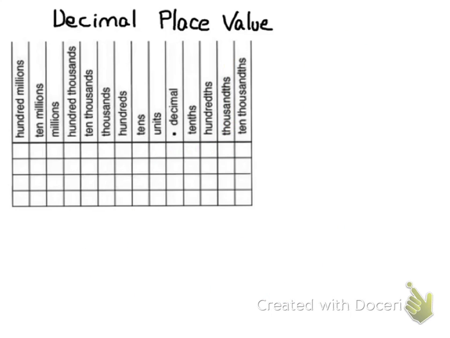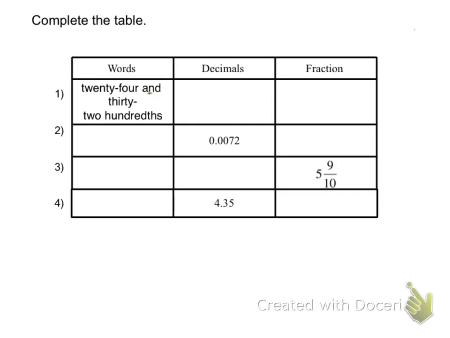All right, now what you're going to see a lot from us are these tables where you have to go back and forth. So, for example, this one here, you have words, you need to tell me what it is as a decimal. So, if I think 24 and 32 hundredths, first thing I recognize is that and, so I know this is going to be where my decimal goes. Before the decimal goes 24. So 24 and 32 hundredths. So right away I think tenths, hundredths. It must end right there. So 32 fits in right here. So there's my decimal.